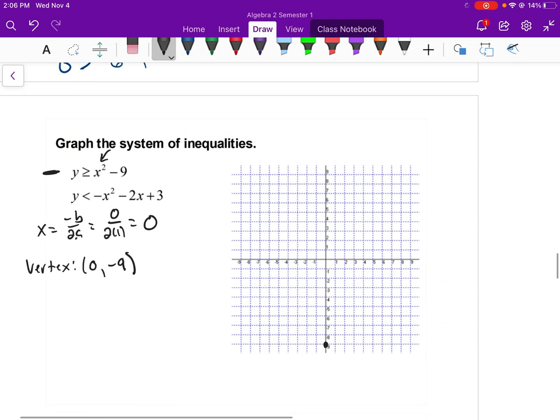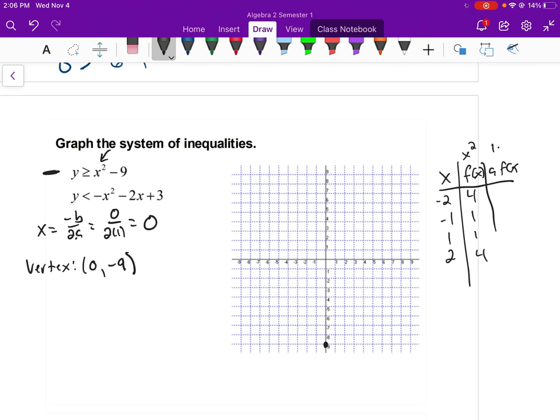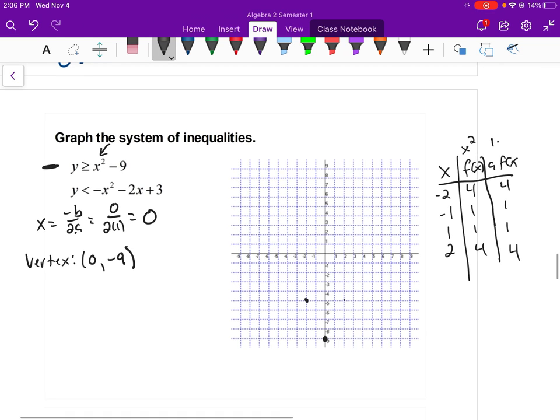Okay, let's do our table. X, f of x, a f of x: negative 2, negative 1, 1, 2. We're squaring values, so 4, 1, 1, 4. And finally multiplying by 1, so the values stay the same. So that's saying left 2 up 4, right 2 up 4, right 1 up 1. So that is the 5 points we need for that graph.